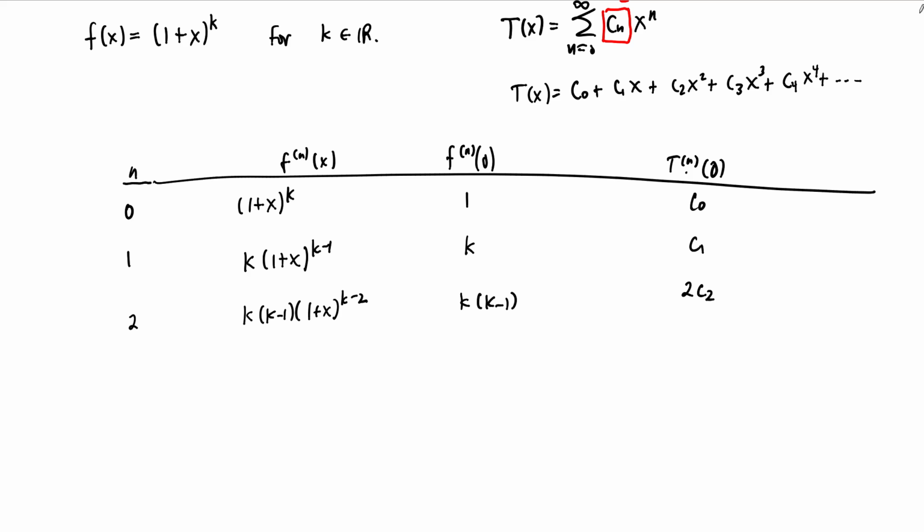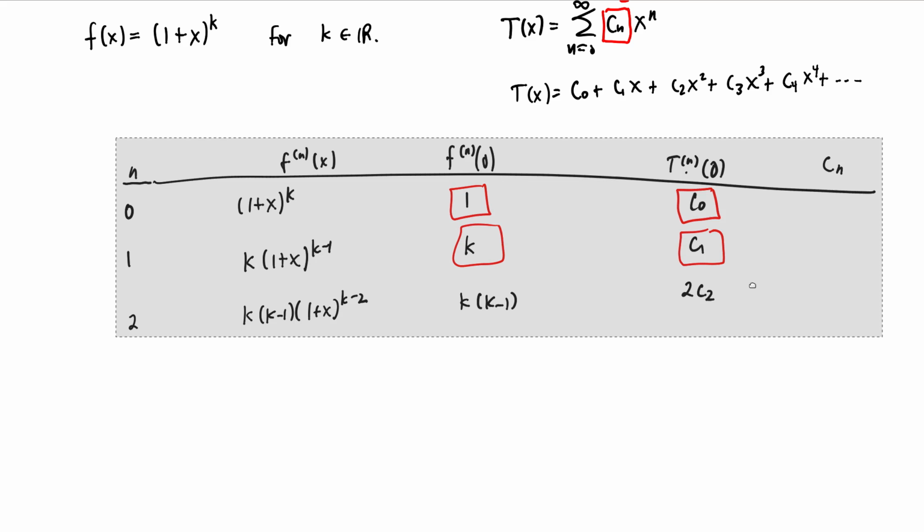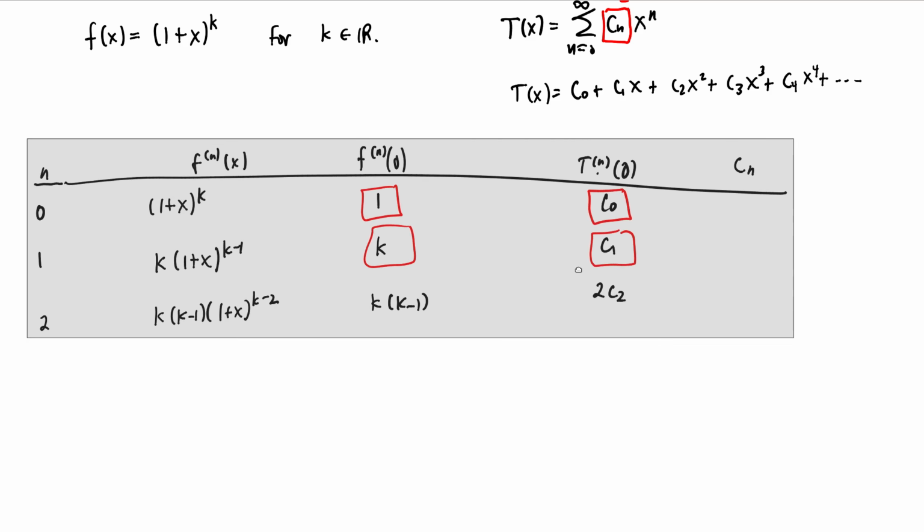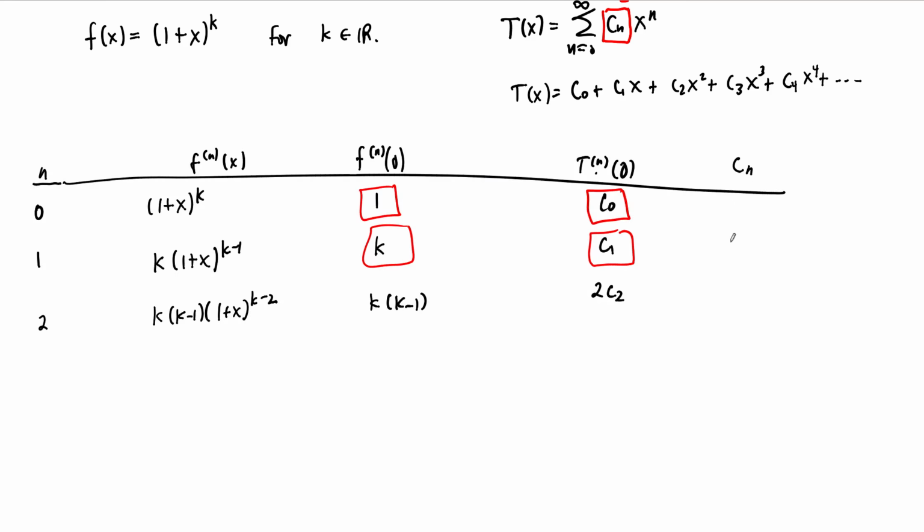At this point, on the previous two, we were able to just say c0 is 1, c1 is k. But now we can't just do that, and so we have to be very careful. We should have another column for our table, our c sub n, and we should solve for this. What do we find? If we solve this for c sub 2, we end up with k times k minus 1 over 2. So there's our c sub 2.